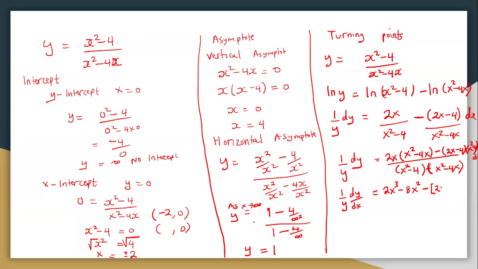Here you get 2x cubed minus 8x, then minus 4x squared plus 16. The whole thing is out of the other denominator.